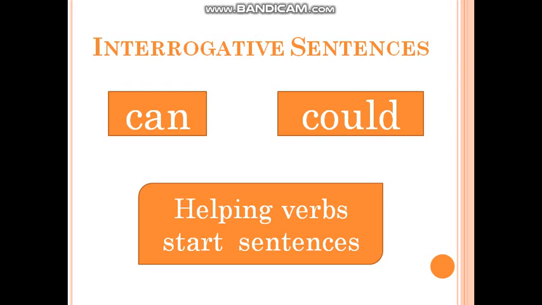Let's read interrogative sentences. There is a general formula. The same will be implemented in the use of can and could. Whenever we make interrogative sentences, can and could come in the beginning of the sentence. Helping verbs start the sentences. So let's see the examples of interrogative sentences.